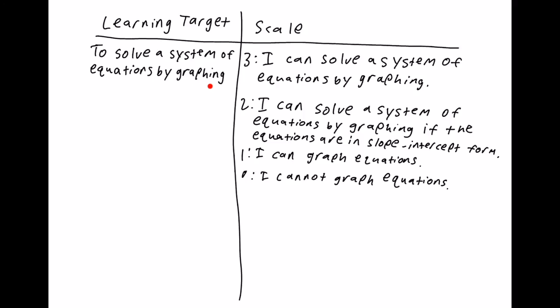First off, with the scale: a 3, you can solve a system of equations by graphing. 2, you can solve a system of equations by graphing if the equations are already in slope-intercept form. That means you have trouble turning them into slope-intercept form. 1, you can graph equations, but you can't solve a system of them. And 0, you cannot graph equations. Let's get started.